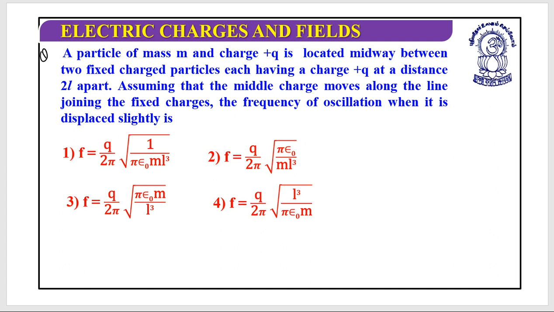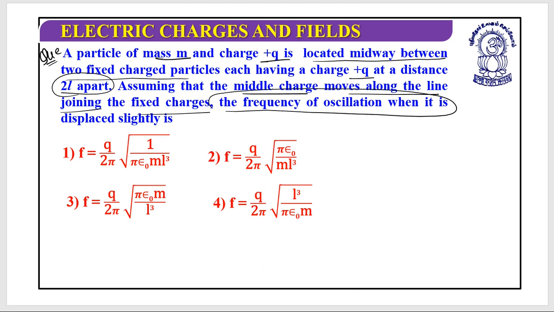What they have given is a particle of mass m and charge q located midway between two fixed charged particles, each having a charge of plus q and at a distance of 2l apart. Assuming that the middle charge moves along the line joining the fixed charges, you need to find out the frequency of oscillations when it is displaced slightly.